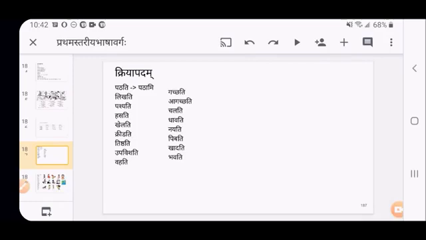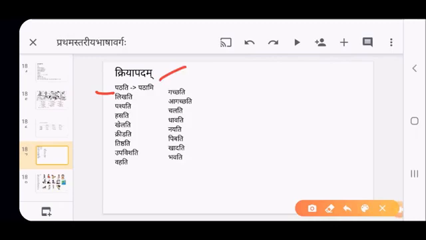Now let's start one by one. I can't see the names here, so let me call randomly. Lakshmikant Modaya, first one, right? Read it. Likhati. Read it, and what is the uttama purusha form, or aham form?